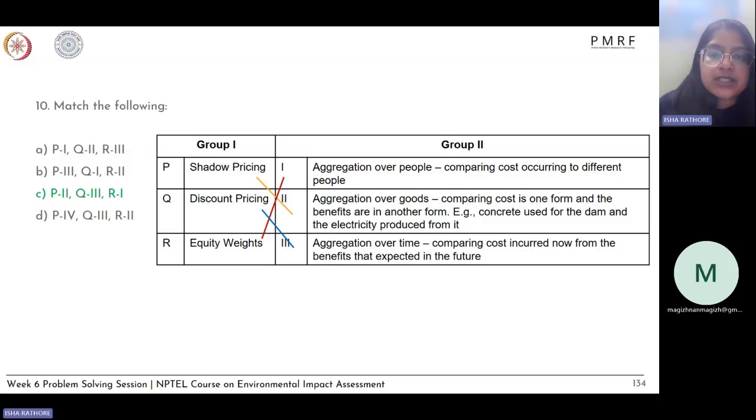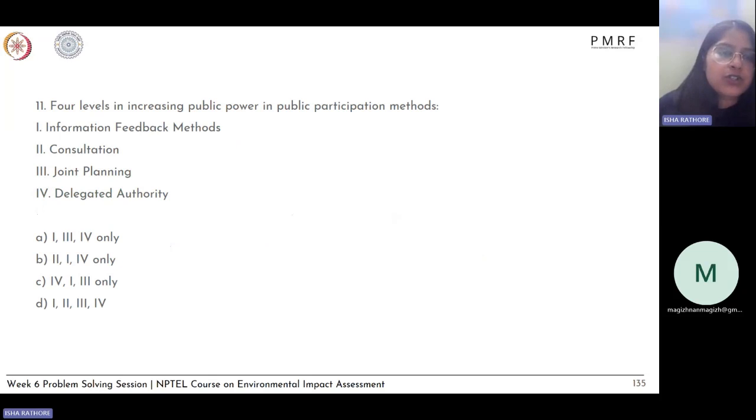Then discount pricing is the aggregation over time, that is comparing the costs incurred now with the benefits that are expected in the future. So it is over time. Q matches with 3. Then equity weights is aggregation over people, that is comparing the costs occurring to different people. An example was that the cost of 100 rupees to a wealthy person is not the same as the cost of 100 rupees to a poor person. So R matches with 1. So the correct answer is C, that is P matches with 2, Q matches with 3, and R matches with 1. So, moving on to the next question.